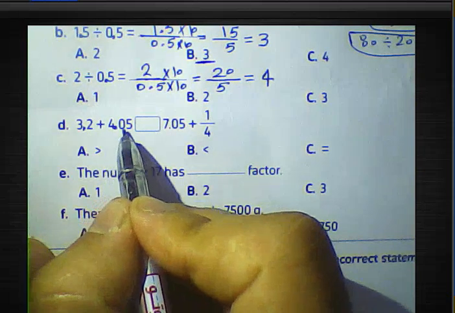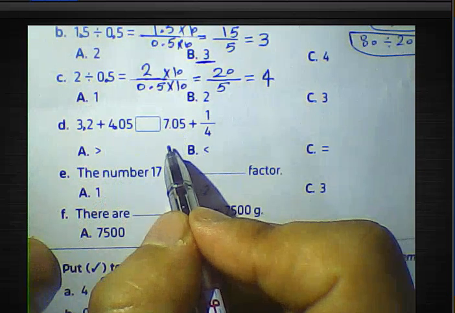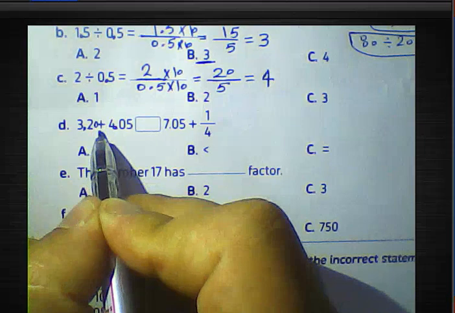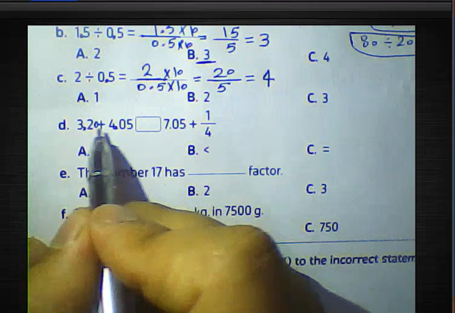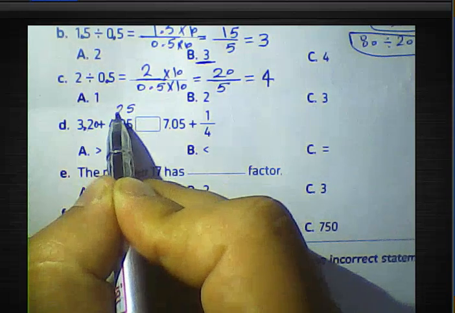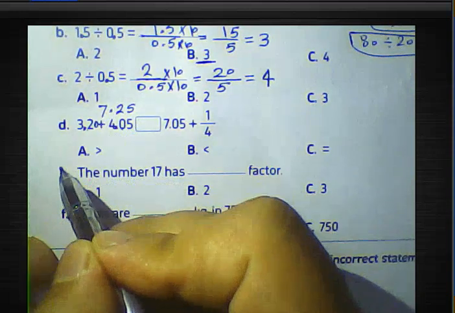3.2 plus 4.05. We can find the result by adding them. Write 0 here to find the sum of the two numbers. 5 plus 0 equals 5. 0 plus 2 equals 2. 4 plus 3 equals 7.